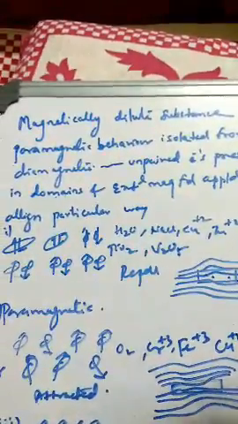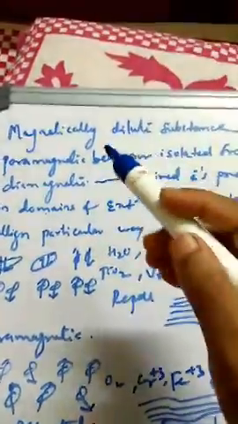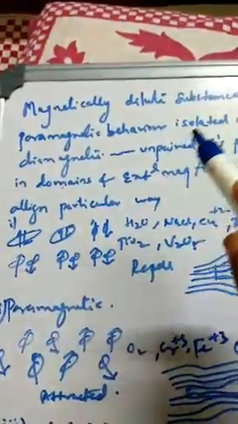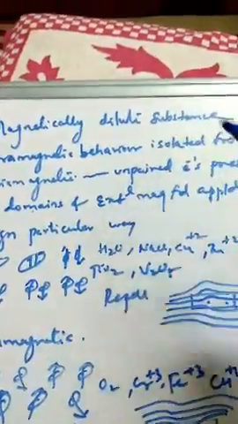So, in the last class, we had learned regarding the magnetic properties. Today we'll go for different magnetic substances. In the syllabus, it is mentioned as magnetically dilute substances. So, what does this magnetically dilute substance mean here?